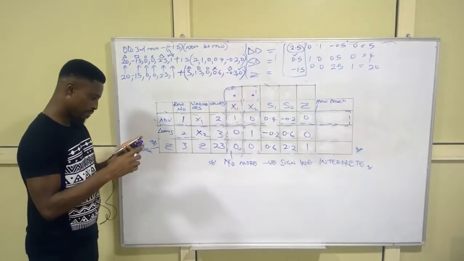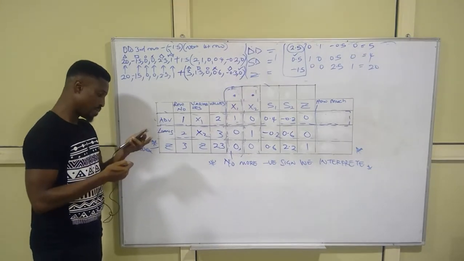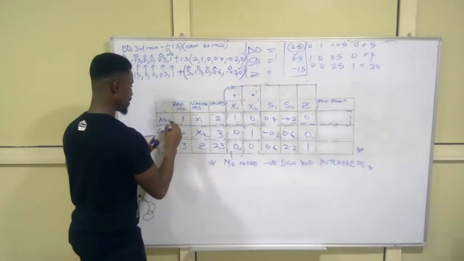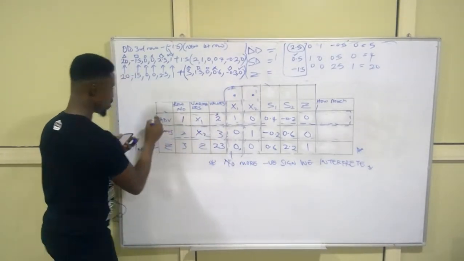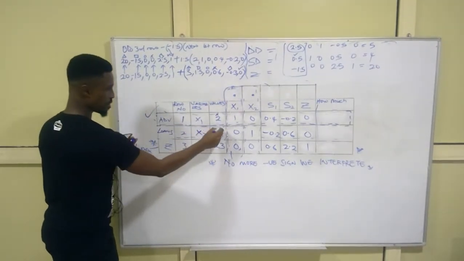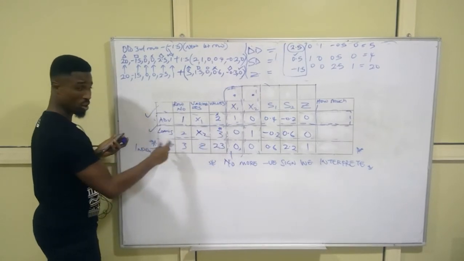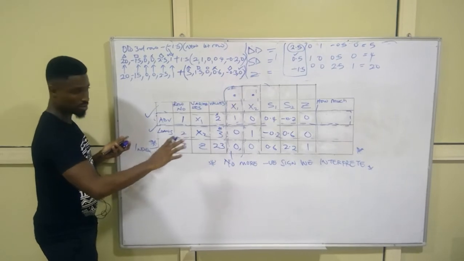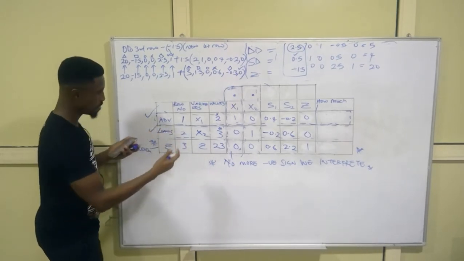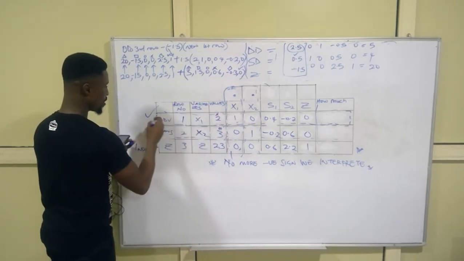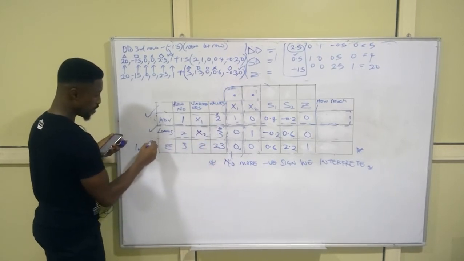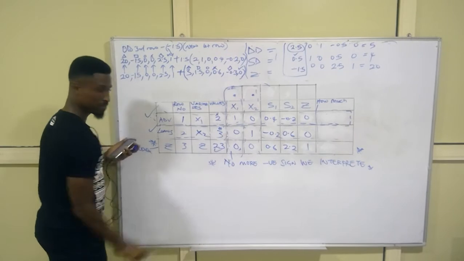So if we're interpreting, you now say that the bank should invest to maximize profit. The bank should invest 2 million on advances, 3 million on loans. You know all of these are in millions, right? We just put them as 2, 3 so that it becomes more presentable. So the bank should invest 2 million on advances, 3 million on loans to maximize the profit of 23 million.